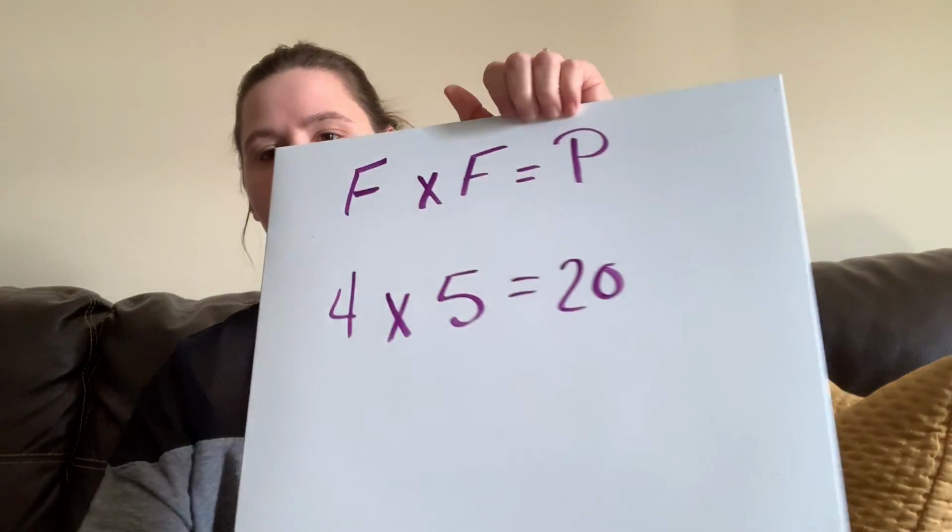Okay, so if my two factors that I have, I'm going to change it up, are 3 times 2, what is my product going to be? 6. Good job. So what if my two factors were 4 and 5? What is the product of factors 4 and 5? 20. Good job.